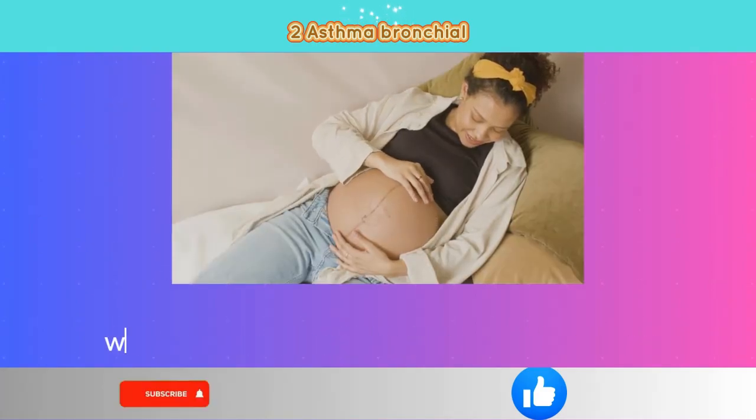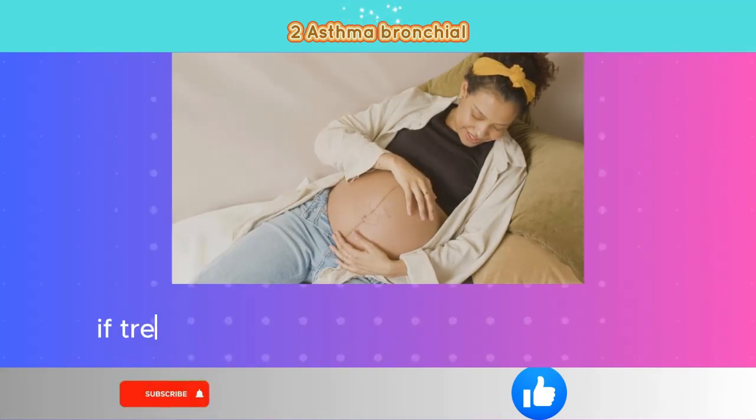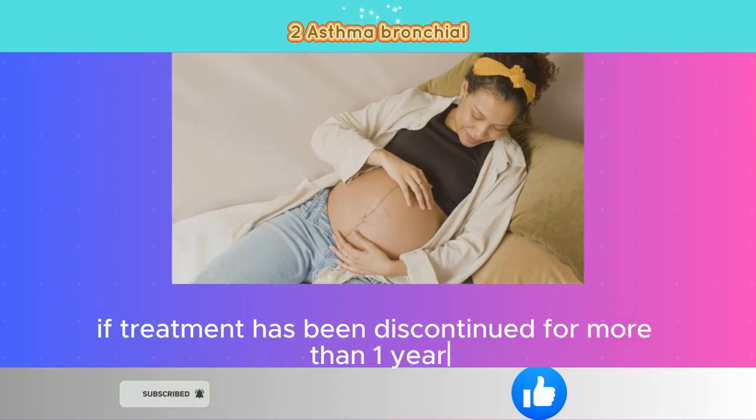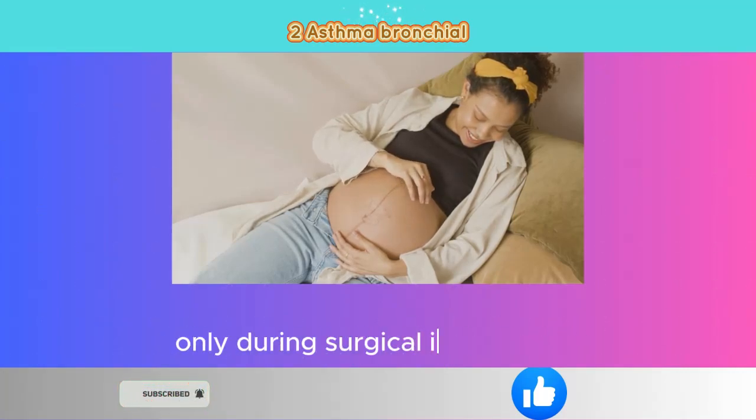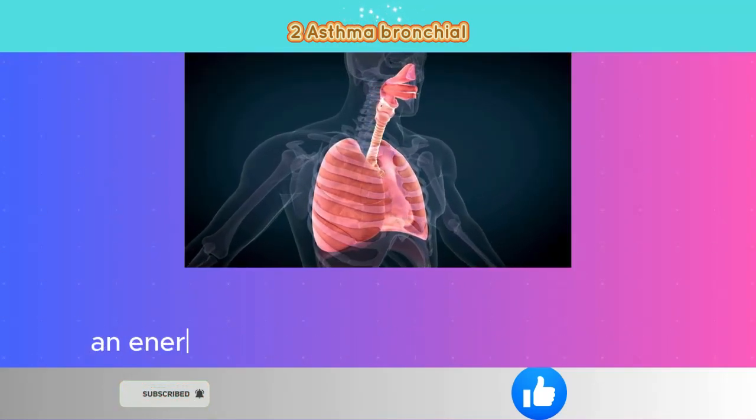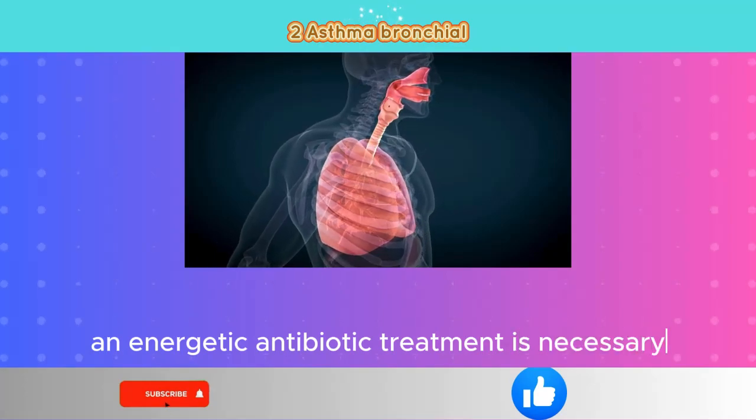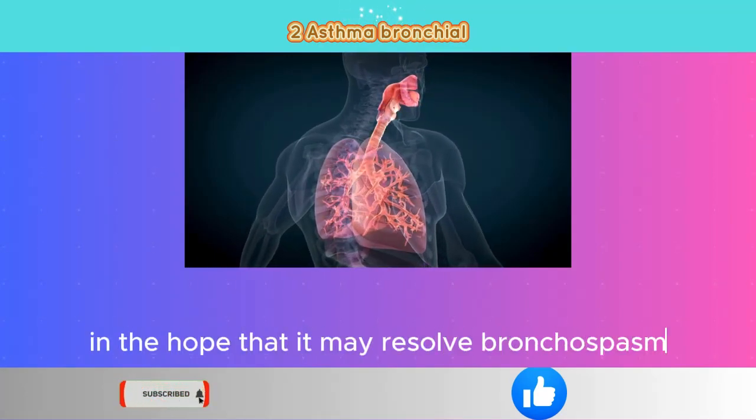Additional prophylaxis with steroids should be given before labor and surgery. If treatment has been discontinued for more than 1 year, additional precautions can be taken only during surgical intervention. In the case of an infection in the upper airways, an energetic antibiotic treatment is necessary, as a preventive measure, in the hope that it may resolve bronchospasm.